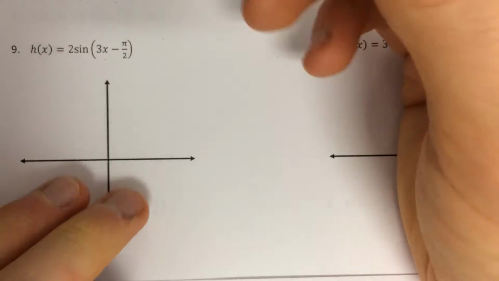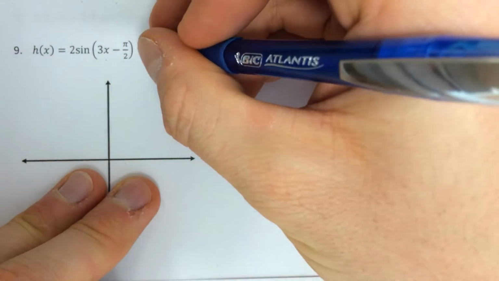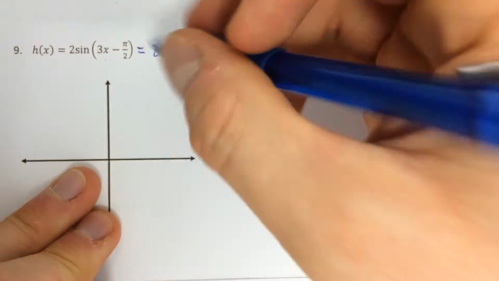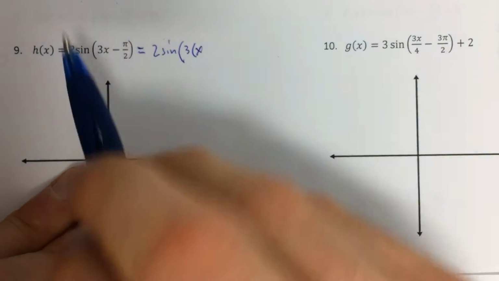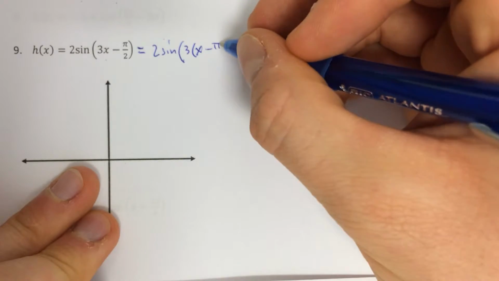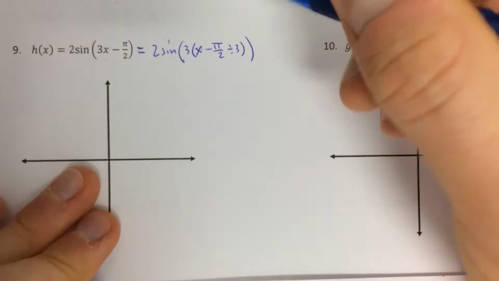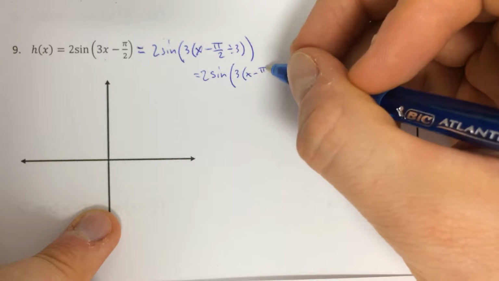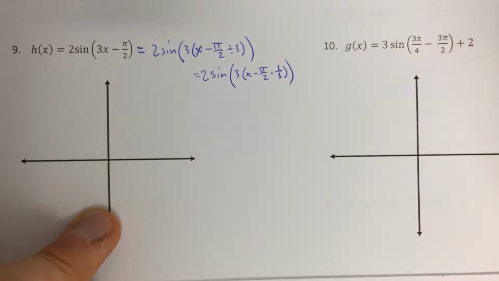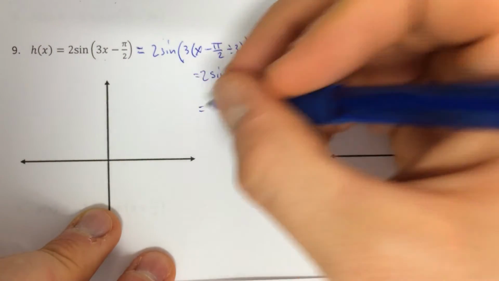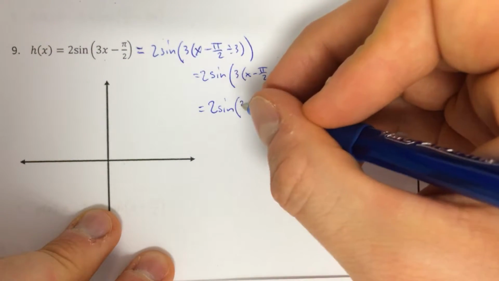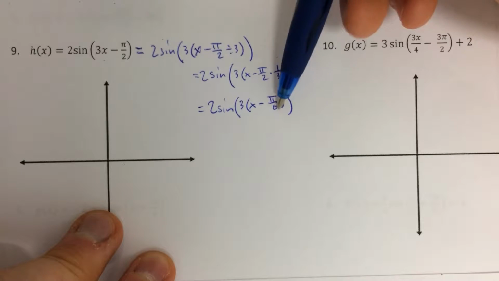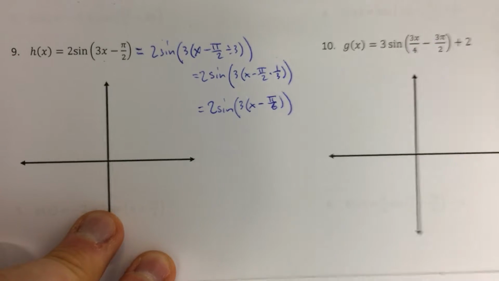But here, similar to what we did in probably number 8, let's start by factoring. We're going to have to factor out this 3 because it's 3 times x. If I factor out a 3, I divide both of these by 3. We know that's the same thing as 2 times sine of 3x minus pi over 2 times 1/3. It's the same thing. And so we can say this is 2 sine 3 times x minus pi over 6. Pi times 1 is pi, 2 times 3 is 6. So when we factor out a 3, that's what we would get.